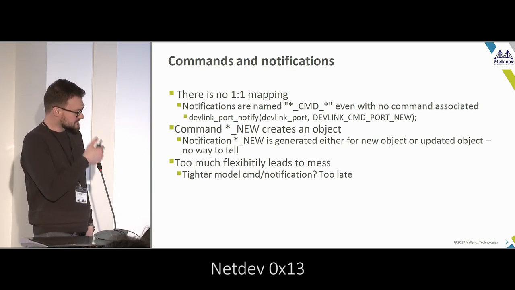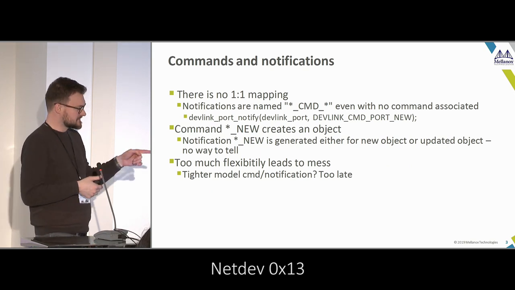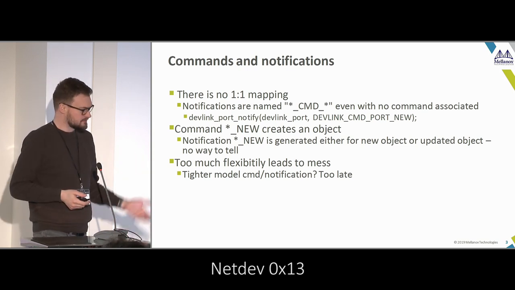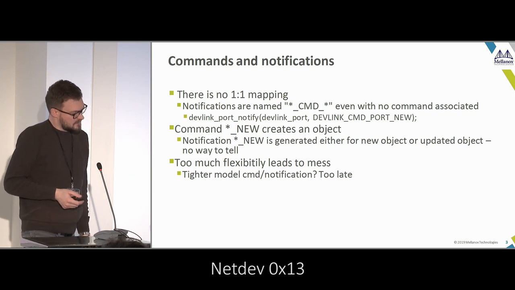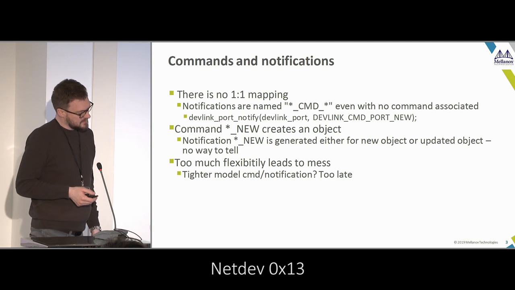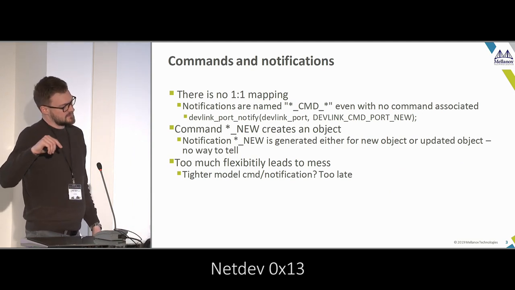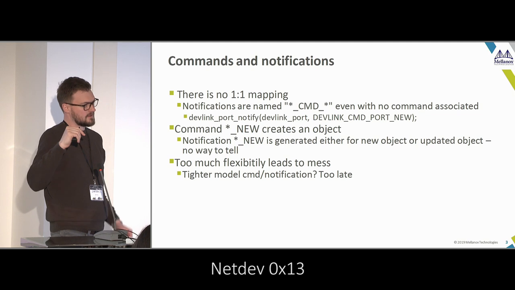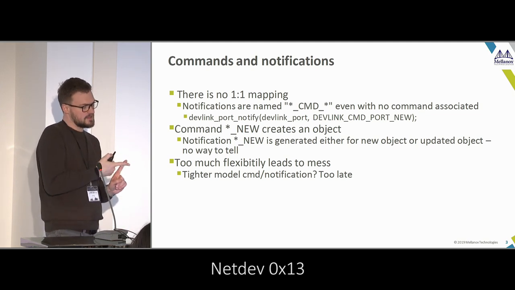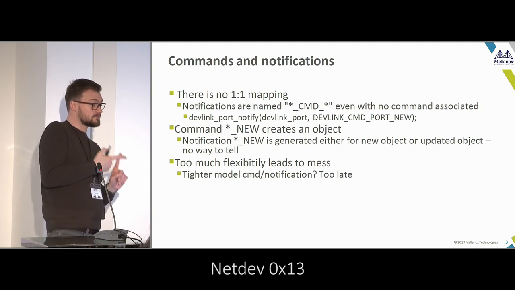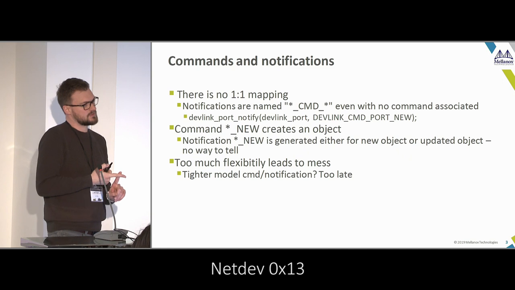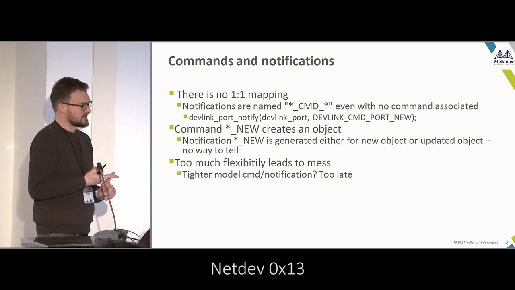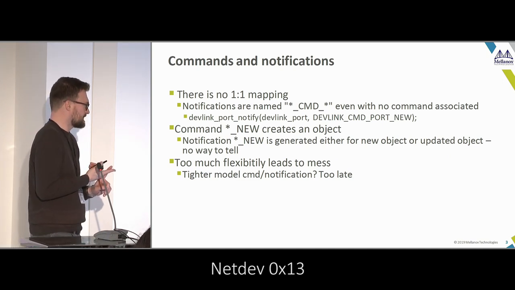But I think it's mostly because, as David described before, message types like new, get. So it's probably because of that. The underscore new notification, you get that notification by that name when the object is created, and also when it is updated. And in user space, you really have no way to tell which event happened. So it's not really good, probably.